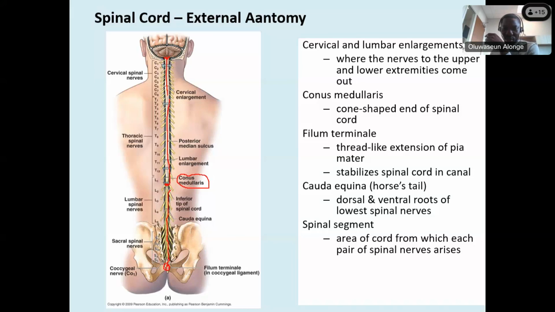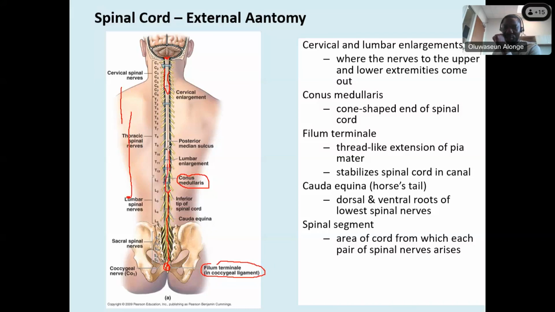So we call that filum terminale. All right, that's the spinal cord. Now, when you look at the spinal cord, there are some portions that look a little more enlarged than the other portions. If you look at this, you can tell that this side is more enlarged, this is more enlarged, and this here is also more enlarged. You can see this side more enlarged as well.